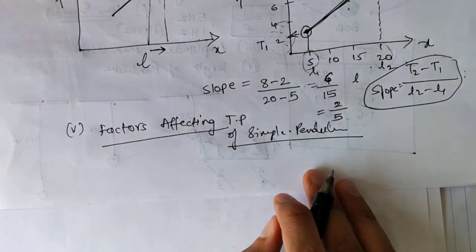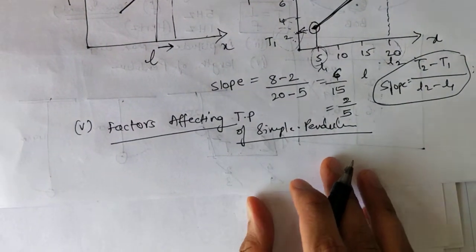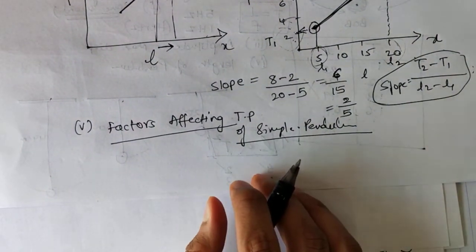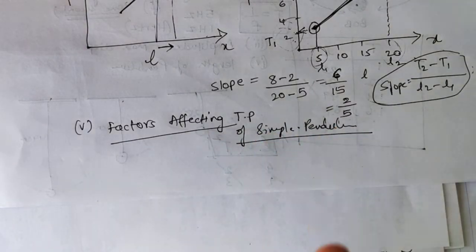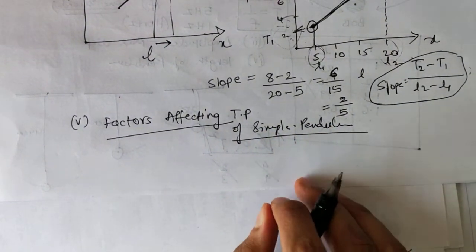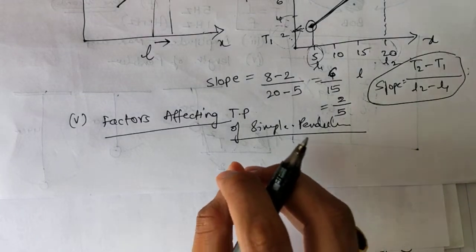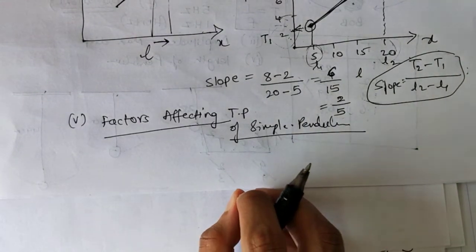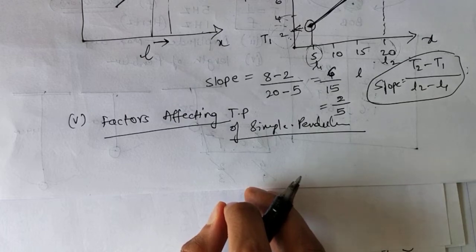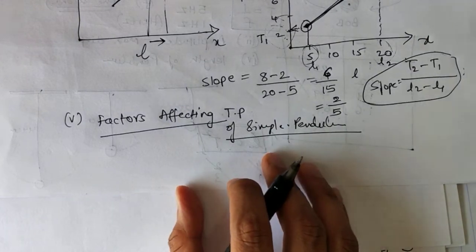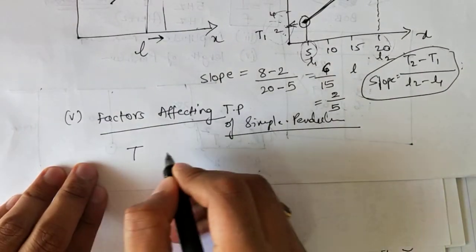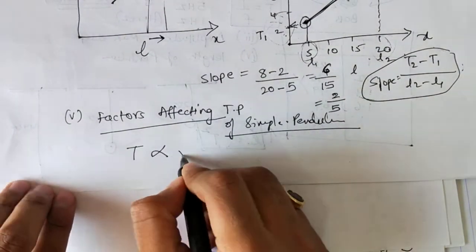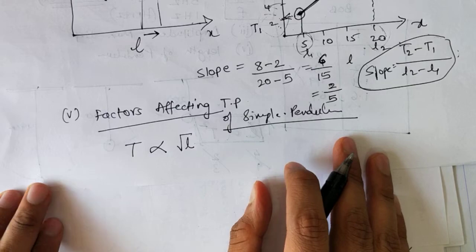So we'll discuss those 4 factors. You only need to remember the pink lines, the pink heading, and their formula, relation. That's it. I will give you the markings. Let's read one by one what they are. So the first one is the time period of oscillation is directly proportional to the square root of its effective length.